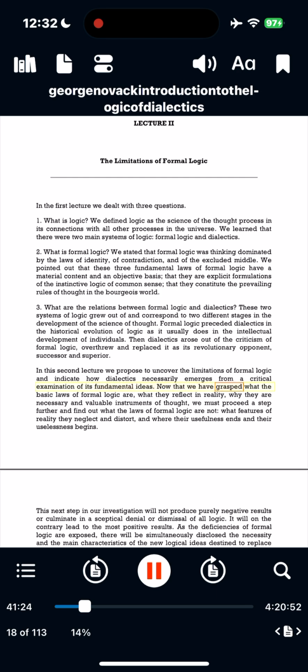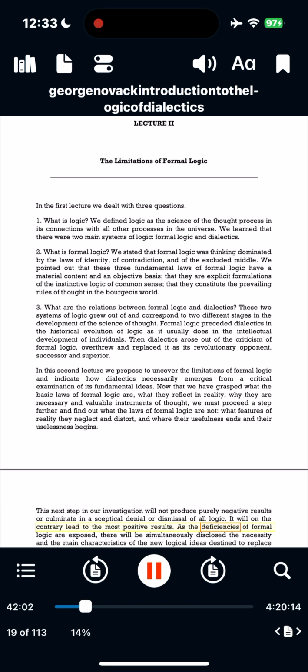Now that we have grasped what the basic laws of formal logic are, what they reflect in reality, why they are necessary and valuable instruments of thought, we must proceed a step further and find out what the laws of formal logic are not, what features of reality they neglect and distort, and where their usefulness ends and their uselessness begins. This next step in our investigation will not produce purely negative results or culminate in a skeptical denial or dismissal of all logic. It will on the contrary lead to the most positive results.